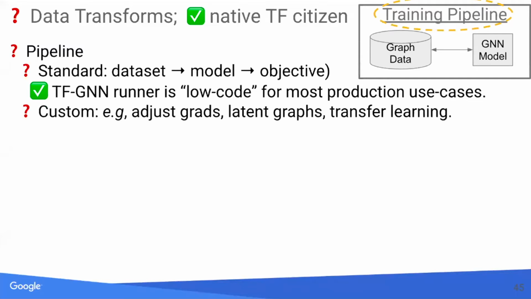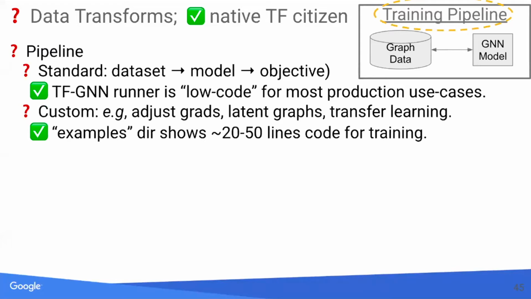But maybe you have a custom training pipeline. Maybe you want to adjust the gradient somehow. Maybe your graph is not given. Maybe it's latent. Maybe you want to do some transfer learning. For these custom pipelines, we show some examples of how you can roll up your training pipeline from scratch. And each pipeline is 20 to 50 lines of code. You can copy paste it and adjust it the way you see fit.